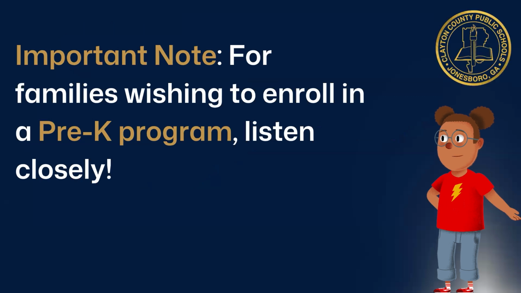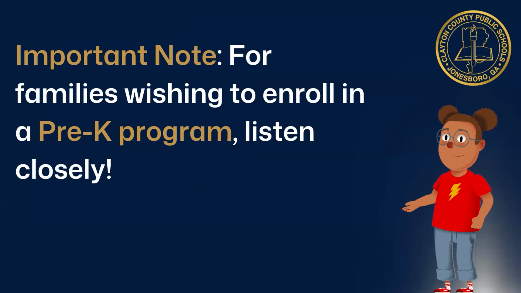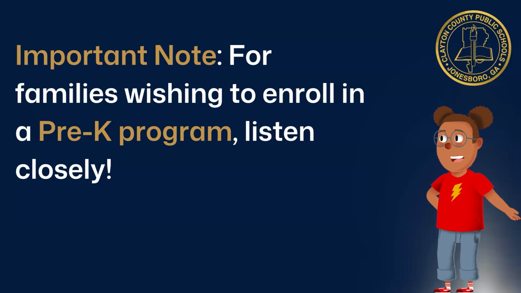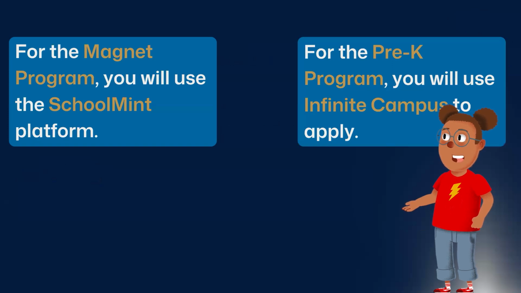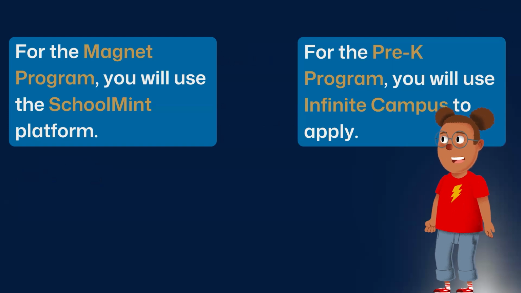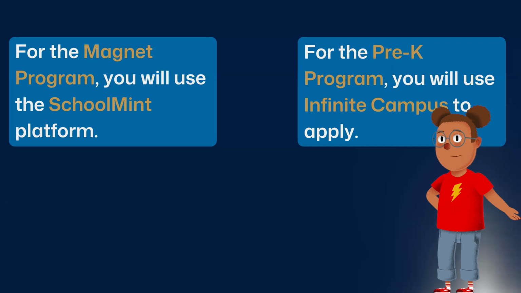Okay, hold on a second. I need you to pause right here because this next part is really important, especially if you have a little one heading into pre-K. Paying attention right now could save you a ton of headache later. You absolutely have to know this. The SchoolMint website we've been talking about is only for magnet programs for grades K through 10. If you are applying for pre-K, you have to use a totally different system. It's called Infinite Campus. So SchoolMint for Magnet, Infinite Campus for pre-K. Got it? Don't get them mixed up.